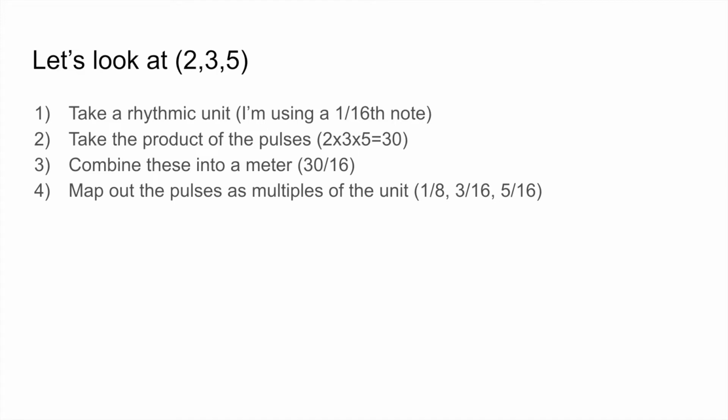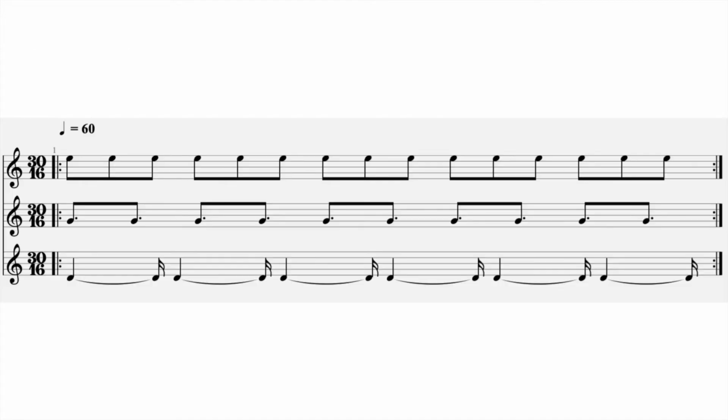So our 2 is going to be basically 1/8, our 3 is going to be 3/16, and our 5 is going to be 5/16. Cool. So this is what it would look like in notation. This top line here is all the eighth notes, so that is the pulse that's made of 2 of each unit. Then the next line down is 3, and then the next one down is 5.